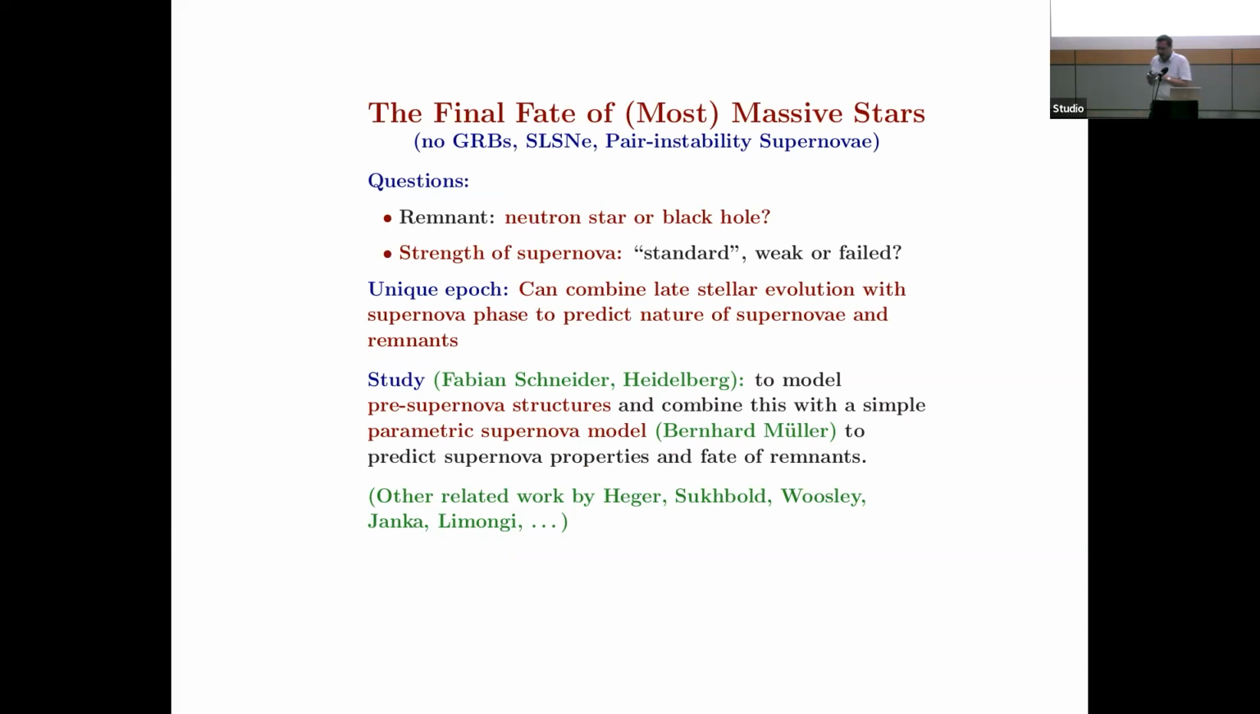Okay, this now leads me to the final part. What's the fate of massive stars? Specifically, what do they form? Do they form neutron stars or black holes? And if they have supernovae, how bright are these supernovae? Normal supernovae or weak or whatever. And this is something we can do for the first time now.